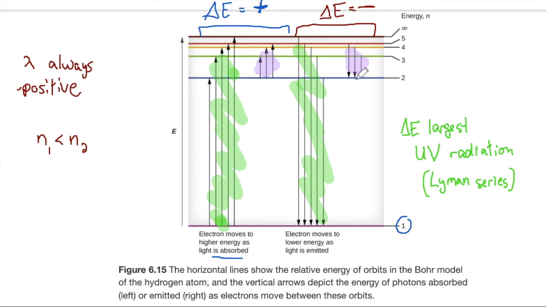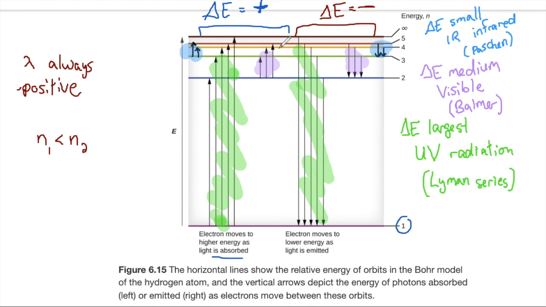These smaller arrows going to and from level 2 are the visible light. I'm drawing in some lines that go to and from level 3. These levels, as you go up, the levels are closer and closer together. So the lines going to and from level 3 are even shorter, and so those have lower energy than visible light. Those are in the infrared range.